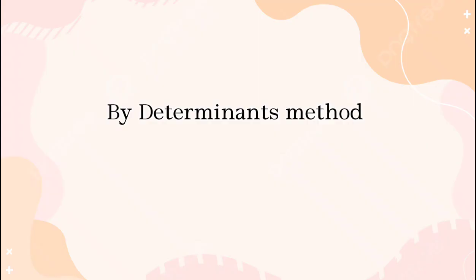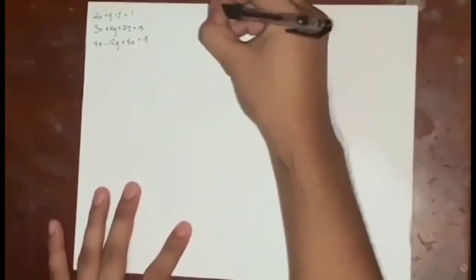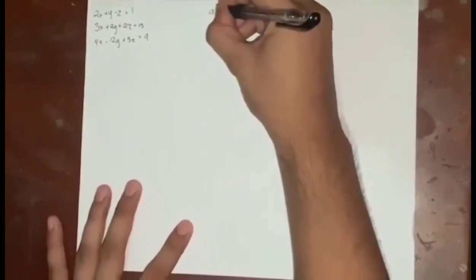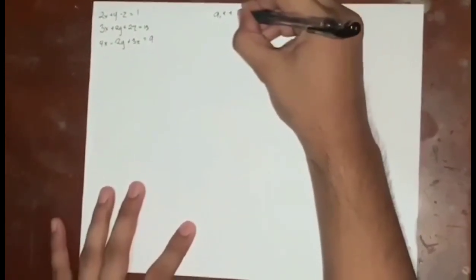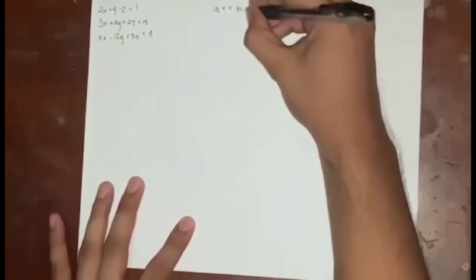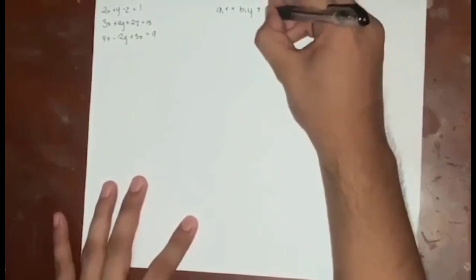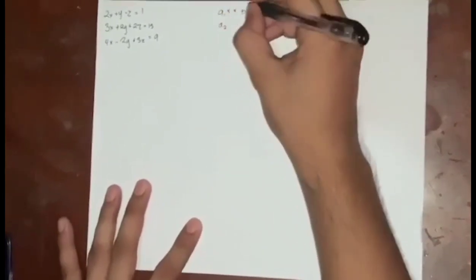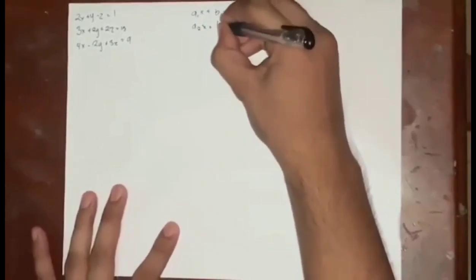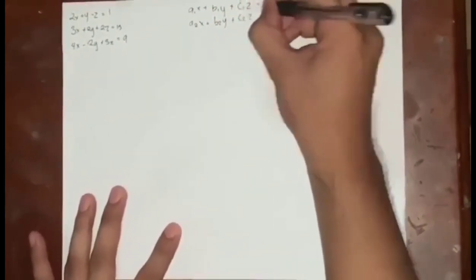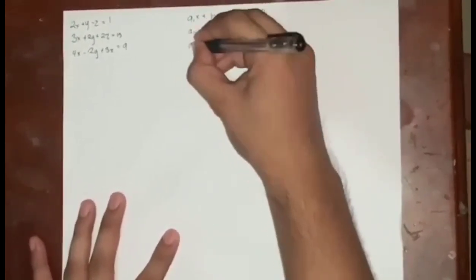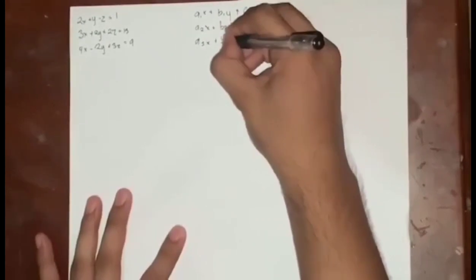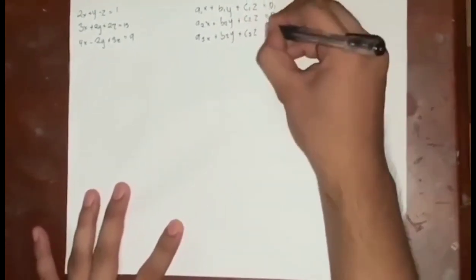And lastly, by determinants method. This is our first example, and we will be substituted the equations a1x plus b1y plus c1z equals d1, a2x plus b2y plus c2z equals d2, a3x plus b3y plus c3z equals d3.